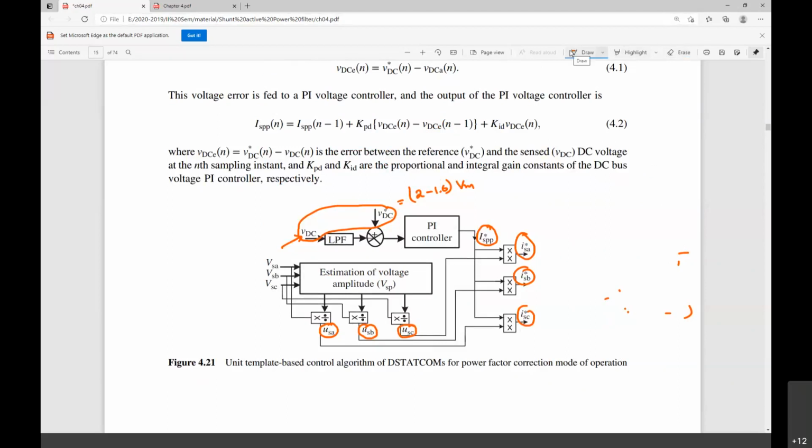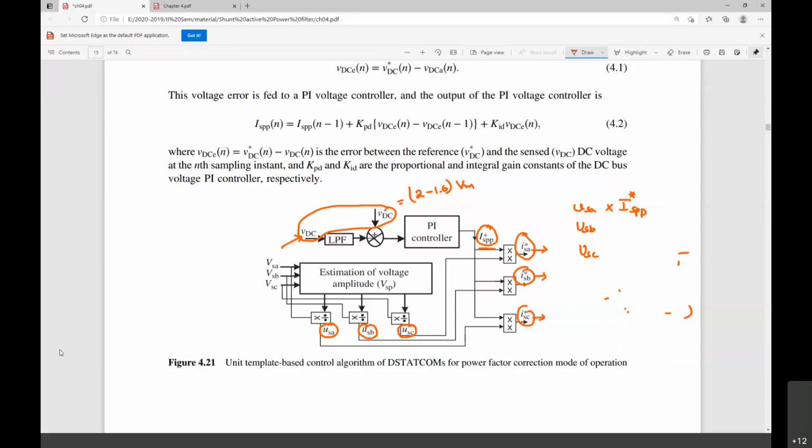That is, usa is sine of omega t, usb is sine of omega t minus 120, usc, which are multiplied with the Isp star. This is a DC component which you are going to get. These are all the reference currents which are being made out. These are all the reference source currents.